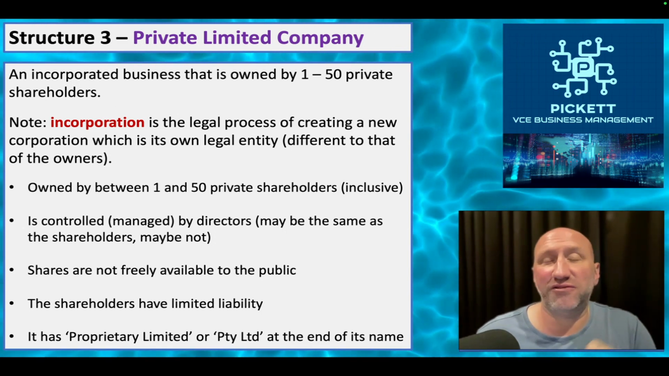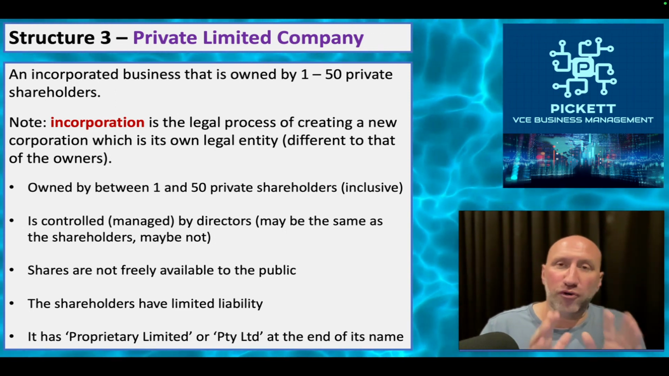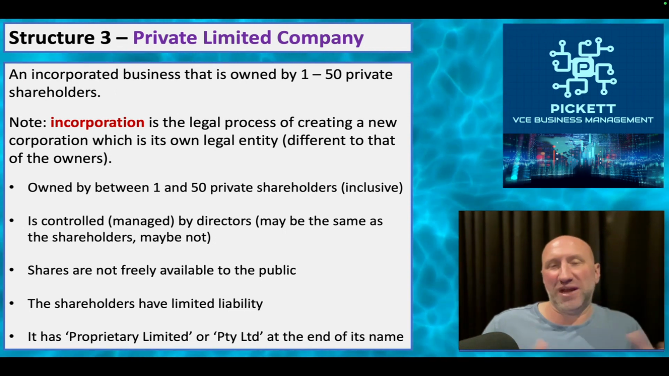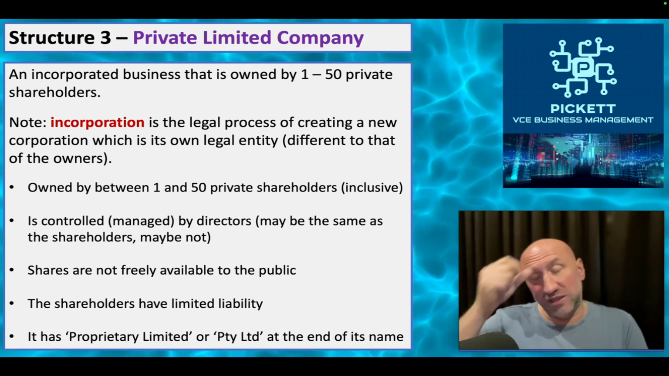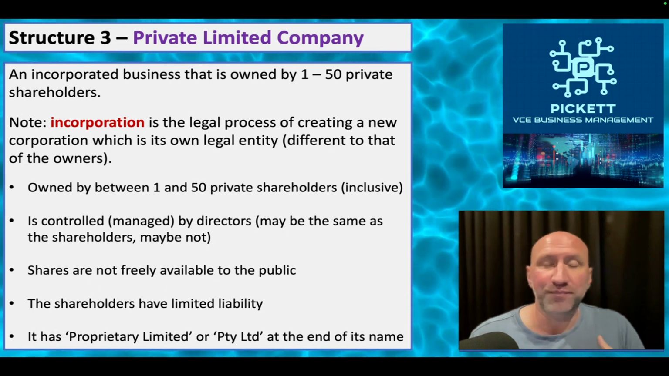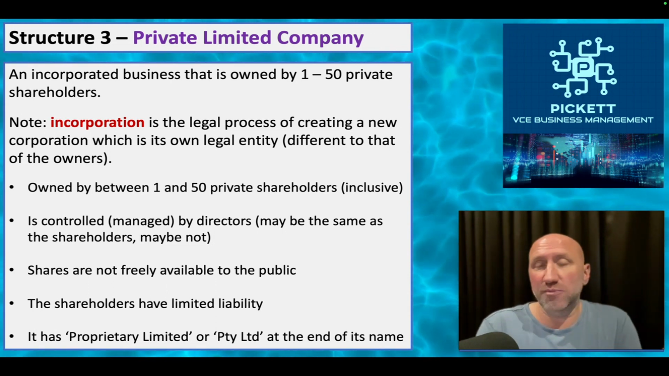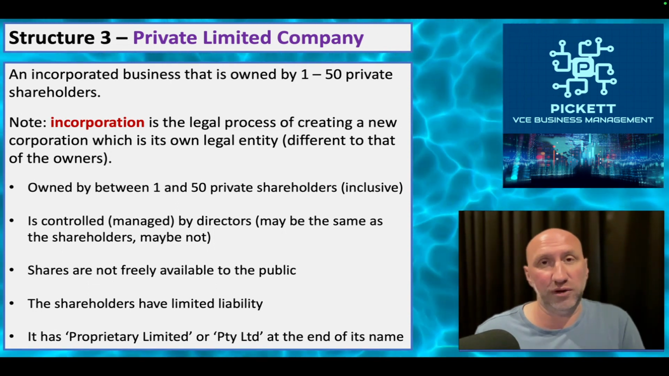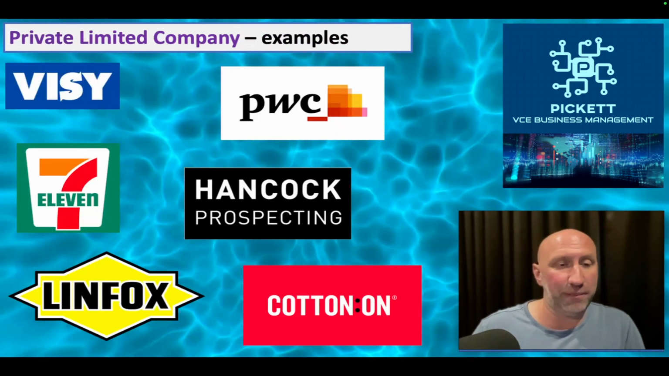And one way to identify, if you see the full name of the business, a private limited company is going to have proprietary limited or PTY limited at the end of its name. So if you're ever in a case study and the business has proprietary limited or more commonly PTY limited, that in and of itself tells you we're talking about a private limited company. And one of the things you have to do in questions is, given some case information, you might have to identify what type of business structure is being used. So there's the biggest clue. If it mentions that in the name, you know it's a private limited company.